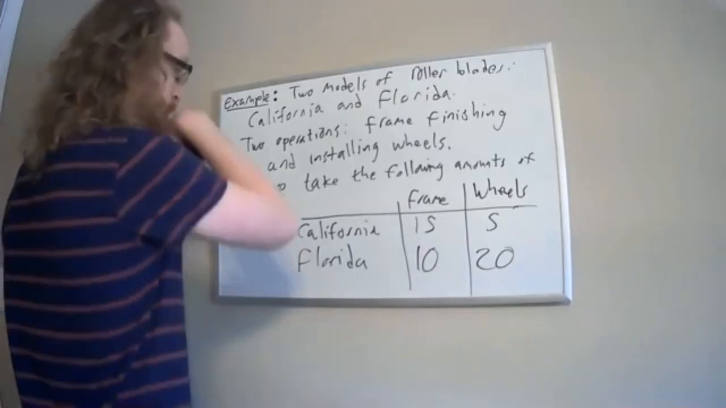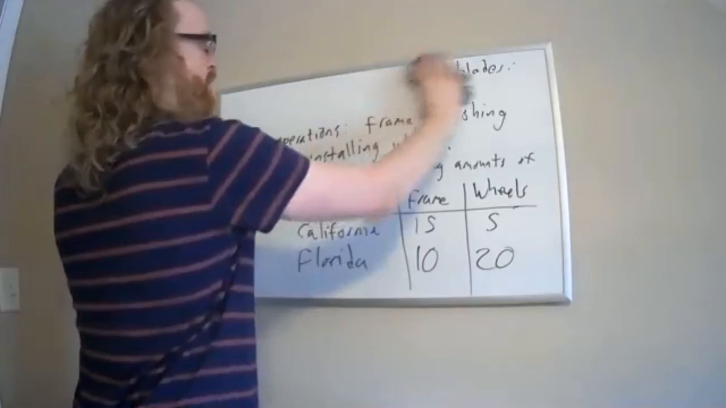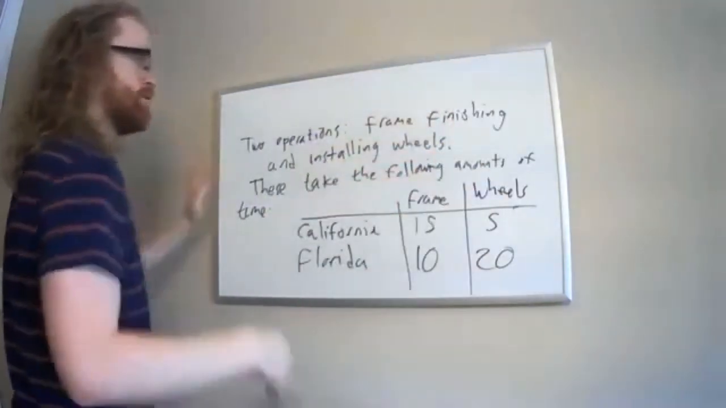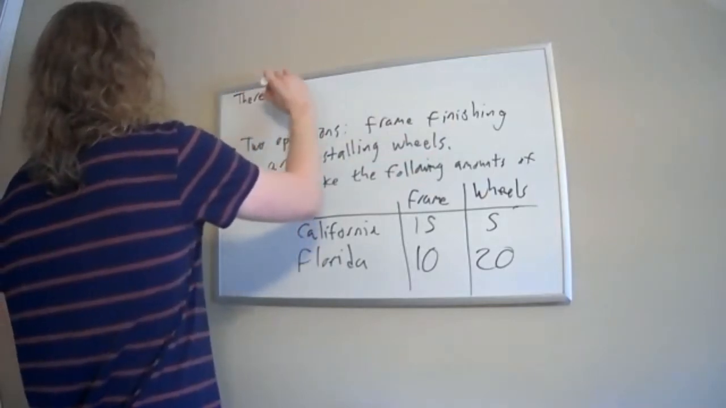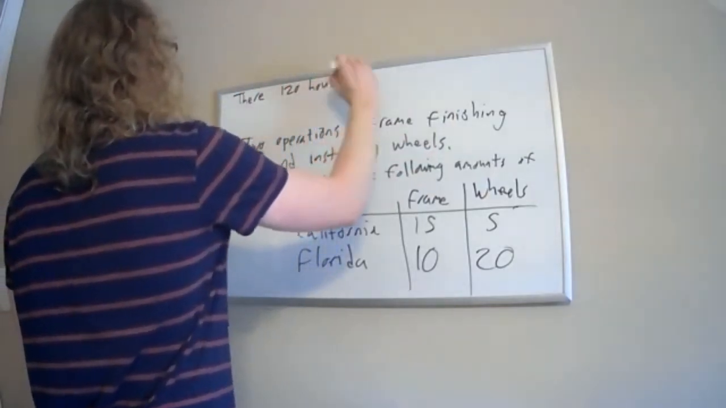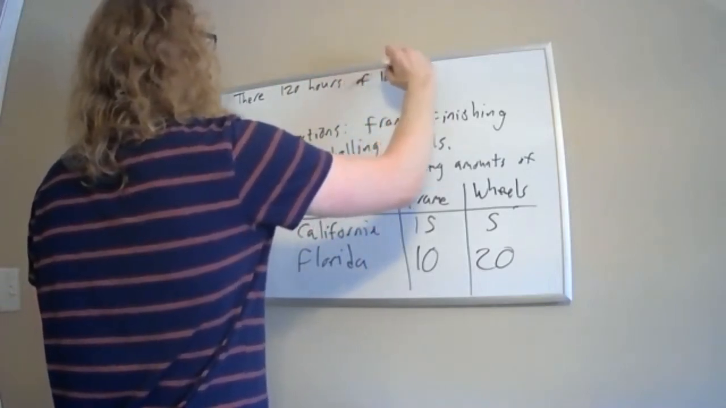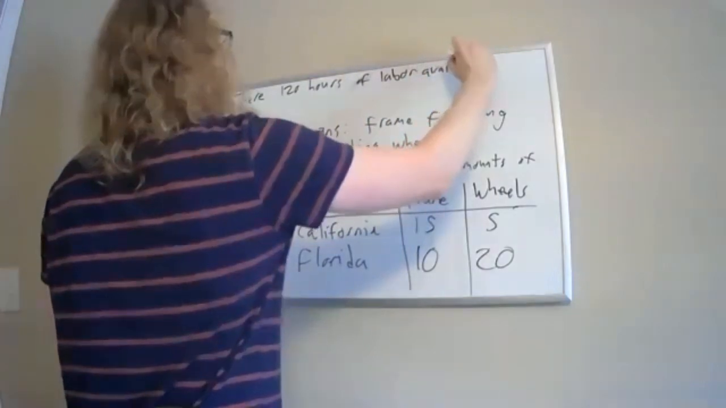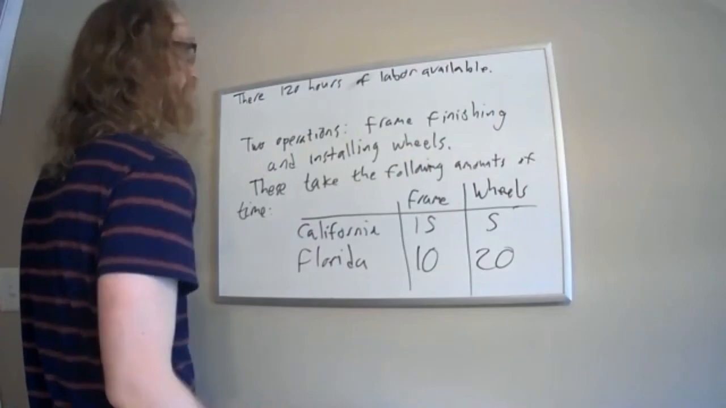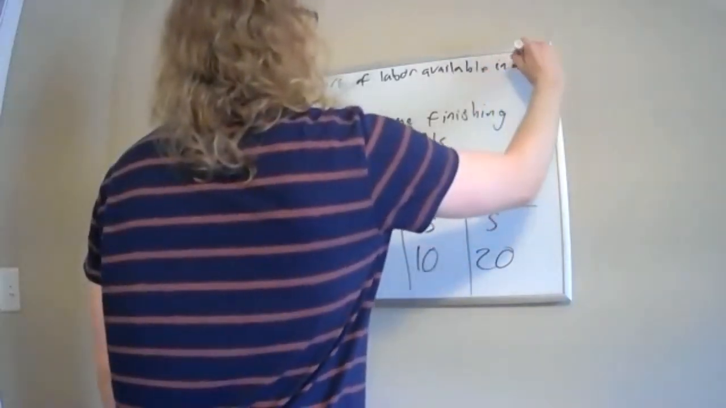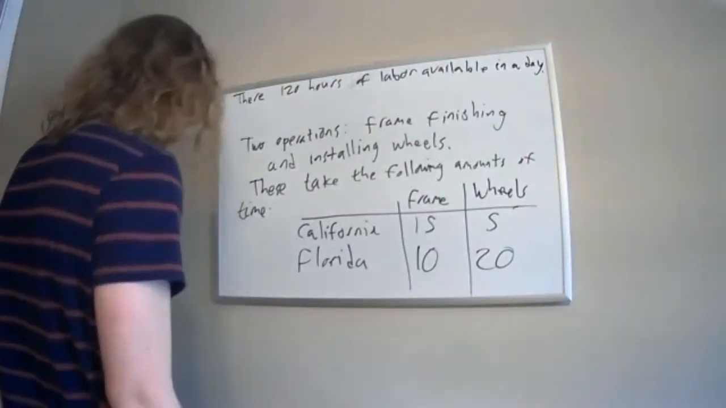Okay. So I'm going to tell you a little bit more information now. One thing you'll notice about these types of problems is there's a lot of information to get out in writing. I have 120 hours of labor available. So that's how much time I have available to produce skates in a day. Every day I have 120 man hours available to produce skates.